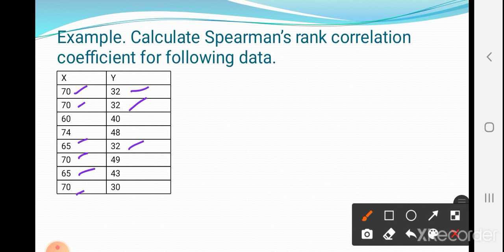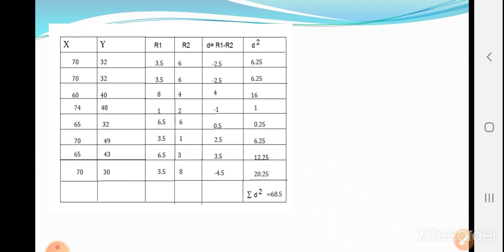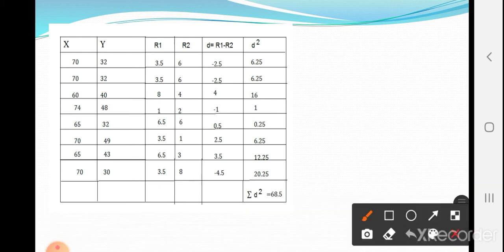So first, give the ranking for all the values of x and y. There is a different procedure for the ranking for the case of repeated rank and for non-repeated rank. So in the repeated rank case, first give the preferences for all the values of x and y. First give the preference for the variable x. In variable x, which one is the highest value? Give it the first preference. So 74 is the highest value, so give the first preference.